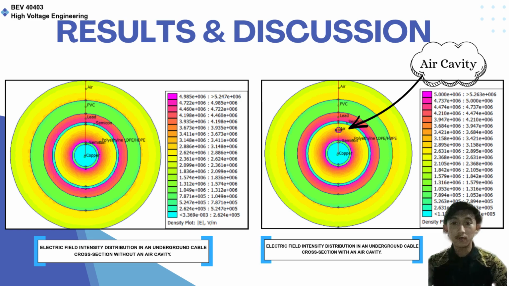However, when the air cavity is introduced, the field distribution distorts. As pointed out by the arrow, we can see a stress concentration forming directly around the air void. This happens due to the permittivity mismatch between the insulation material and air.